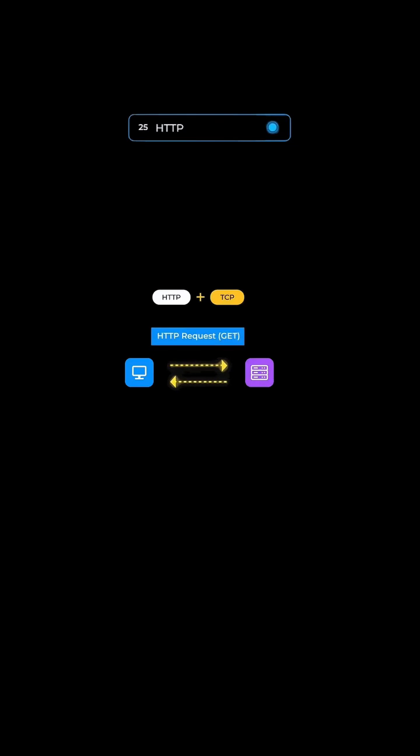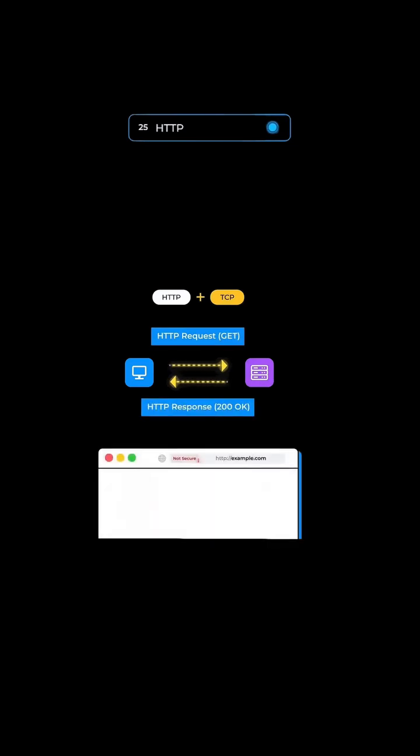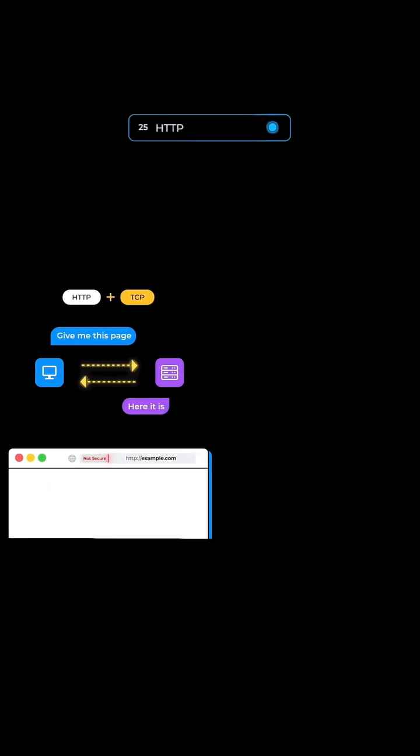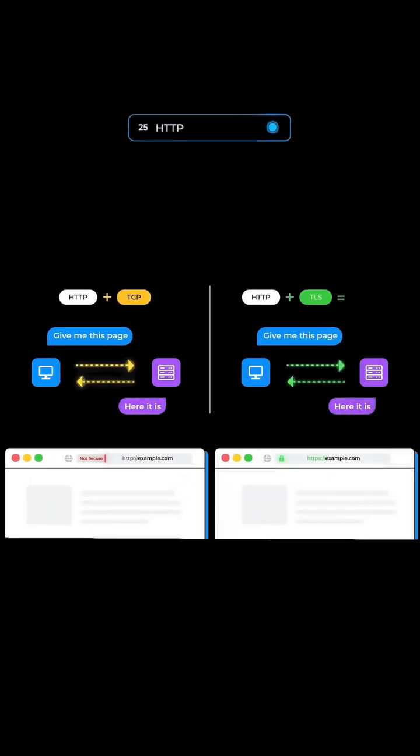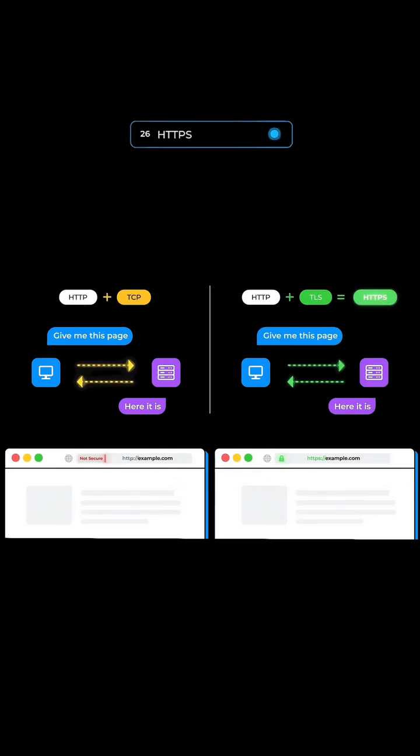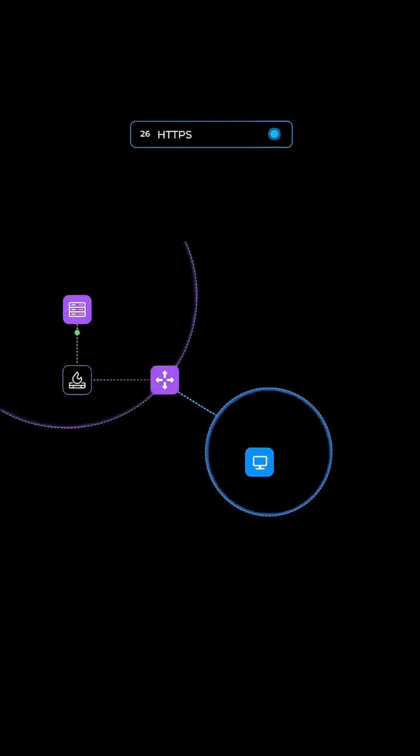Okay, so now we have TCP to send the data, TLS to encrypt the data. Now we are just missing the data: HTTP. It's the way our browser uses to request and receive web traffic, like web pages, for example. Give me this page. Here it is. And if you combine HTTP with TLS, you get HTTPS. Now our device can finally use that server.